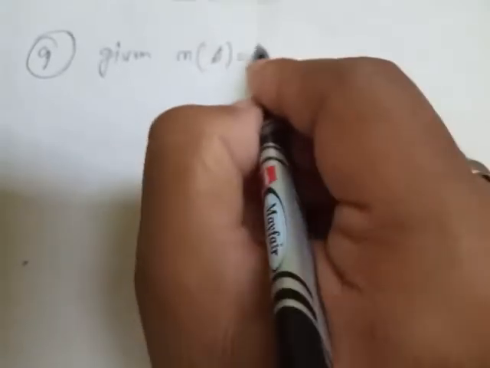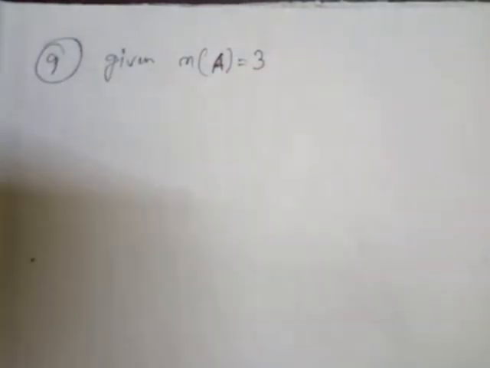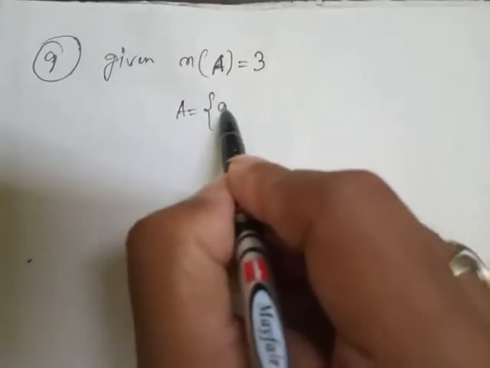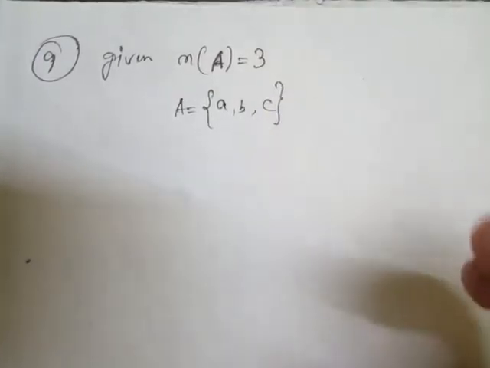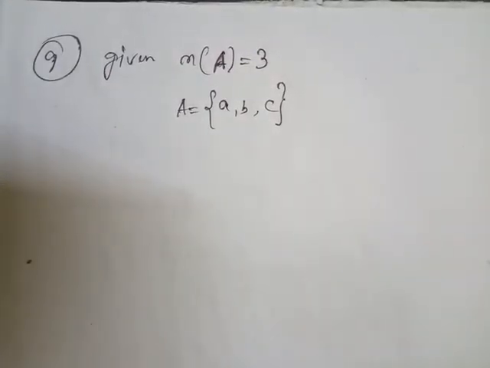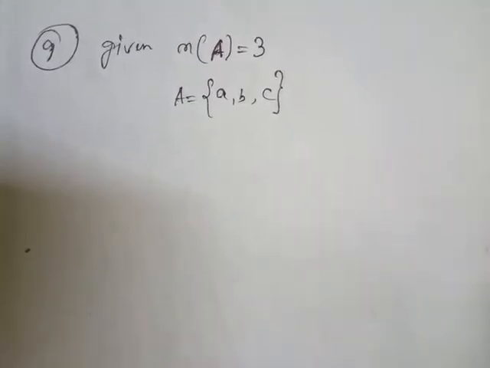Students, now we're going to solve question number 9. Given n(A) = 3, it is clear that set A contains 3 elements. So we can say that A = {a, b, c}. But how do we know that it is a, b, c? Because the question already mentions that A × A contains (a, b) and (b, c). So n(A) is 3 elements, and A is {a, b, c}.